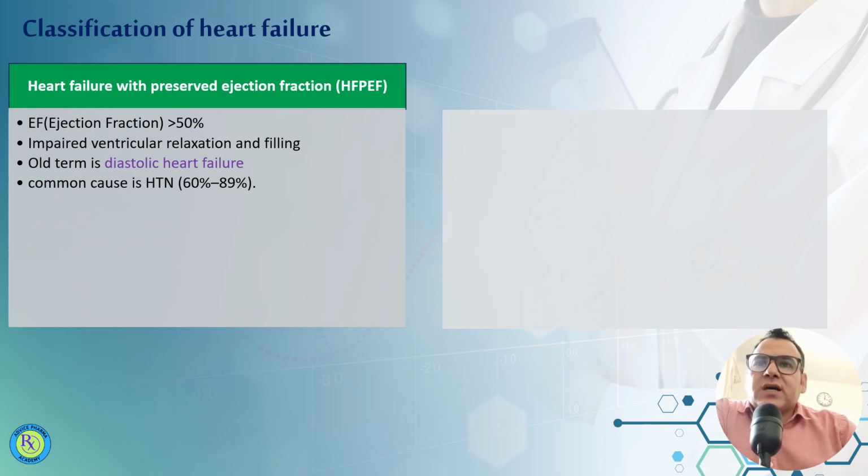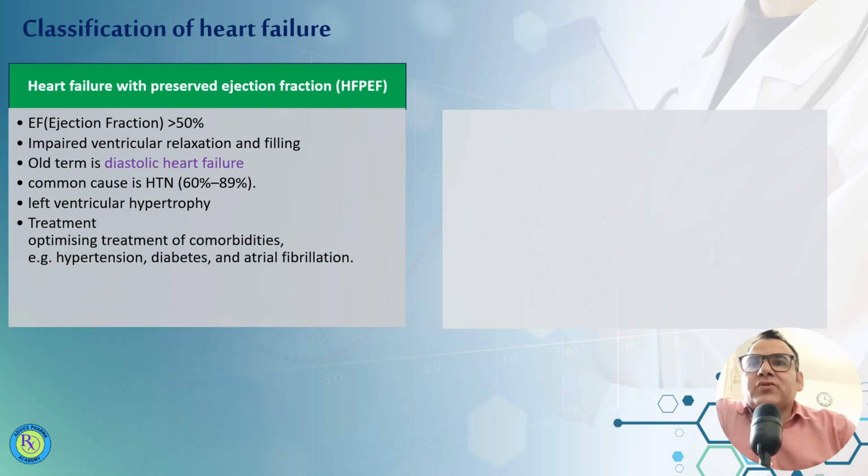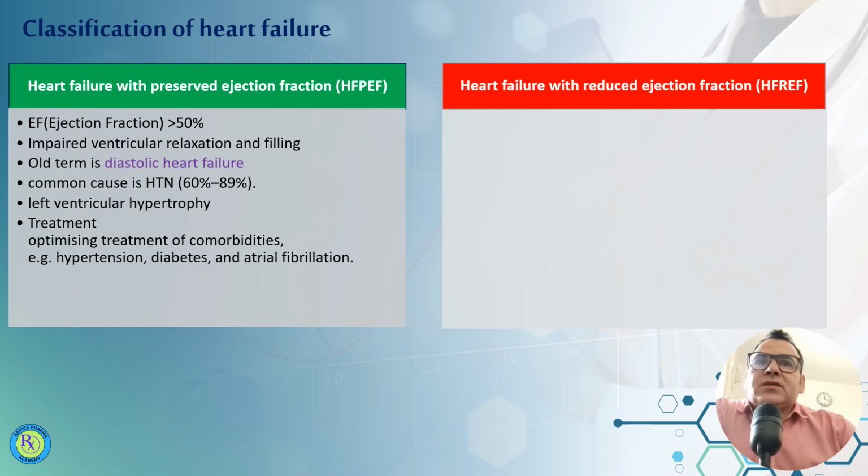Its common cause is hypertension. Up to 90% of cases are due to hypertension. The main cause is left ventricular hypertrophy, and the treatment depends on optimizing treatment of comorbidities. So this patient will have hypertension, diabetes, or atrial fibrillation. As long as these disease states are managed well and optimized, this type of heart failure, preserved ejection fraction, will be controlled. So there is no specific treatment for heart failure with preserved ejection fraction. It's just treatment of the comorbidities or the causing diseases.